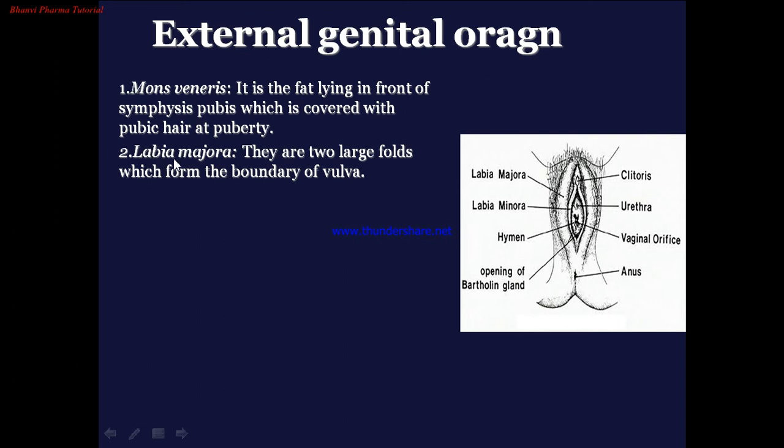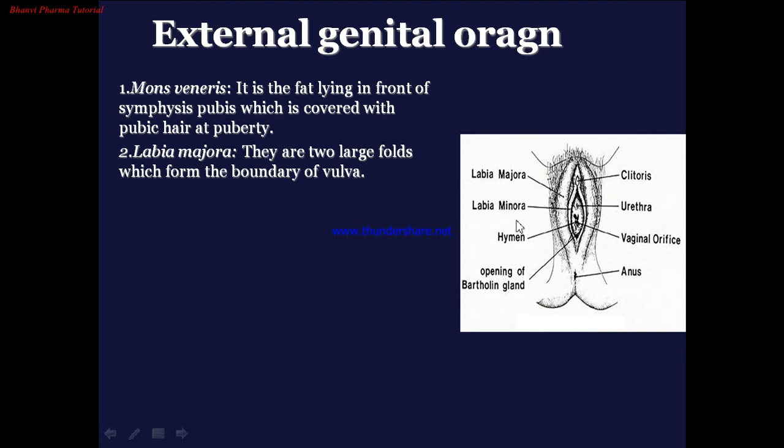Second one is the labia majora. The labia majora are 2 large folds. You see the diagram of mons veneris.